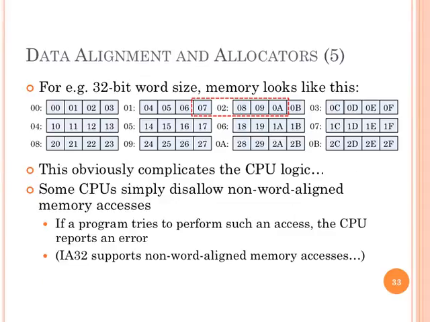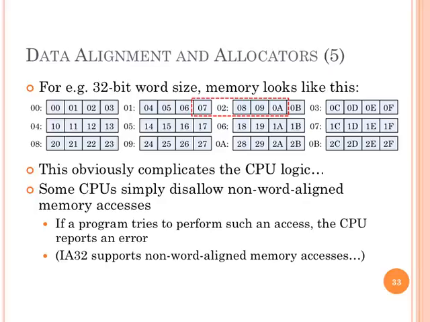So anyway, like I said here, since this word-spanning access complicates the processor logic, some processors just say, you know what, I'm not even dealing with this. You've got to deal with that kind of stuff in software, or just don't do it. Okay? So if the program tries to perform such an access, the CPU generates a fault, and then the operating system can step in and emulate the behavior with software, but then that's even slower. So it's much better if the program just doesn't do these non-aligned accesses.